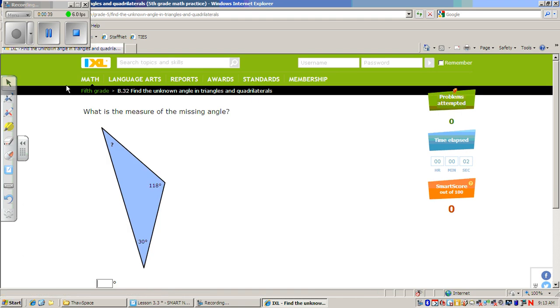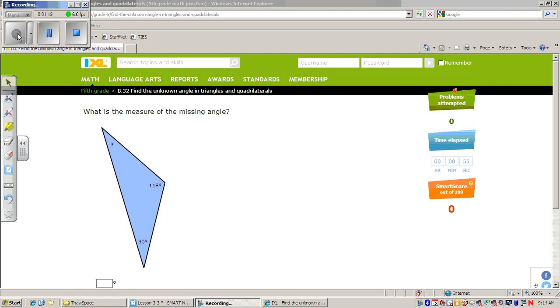It says, what is the measure of the missing angle? Now, hopefully you've all recognized that this is a triangle, and triangles have a certain degree of measurement. Every triangle measures the same exact total degrees. So if I'm trying to figure out the missing measurement, the first thing I would tell you is every triangle has 180 degrees. So all triangles, no matter if they're scalene, isosceles, or equilateral, will total 180 degrees.